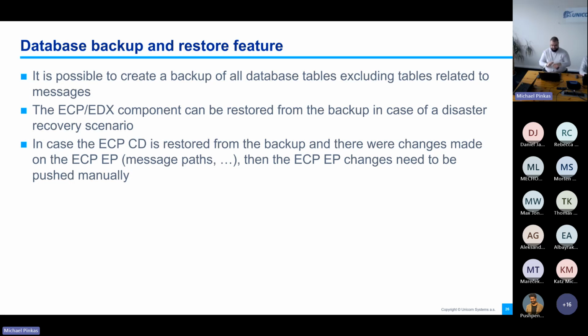Everything will work just fine. However, if I would then go and restore the component directory from the old backup that does not have these changes included, it will be required on the endpoint to manually push the configuration so the changes are reflected. So let's say the backup was created on the component directory, then you create a new message path, and then you go back to the component directory and restore it. The component directory does not have information about the message path. Therefore, you have to push it on the endpoint manually.